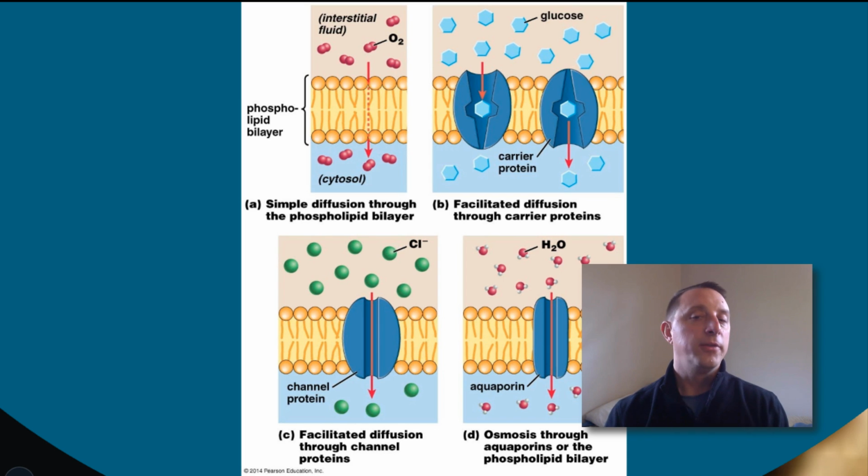Facilitated diffusion, a few different types of that pictured here. This is when a larger molecule or a charged molecule that would not be able to pass through the membrane itself through simple diffusion needs some help from a protein. So a carrier protein here, shown helping glucose move through, will have a little bit of a shape change as the glucose comes in, and our channel protein here, moving our charged chlorine ion through, just forms a channel for the chlorine to move right through.